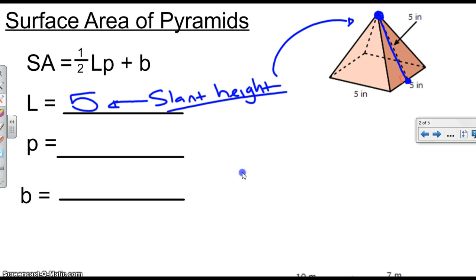So if you look at our pyramid here, the base is a square. You see it right there? Siegel's drawing it in nice for you. So remember, P is the perimeter of the base, which in this case is 5 plus 5 plus 5 plus 5, which will give you 20. Or just 5 times 4, because we know it's a square.